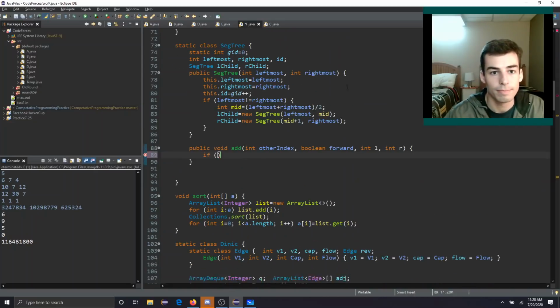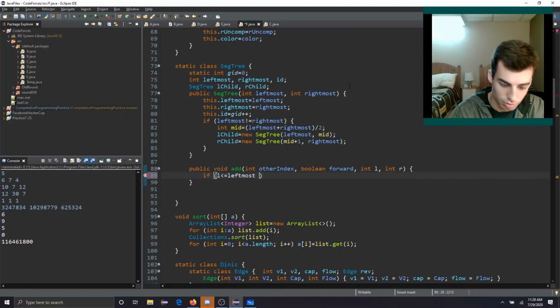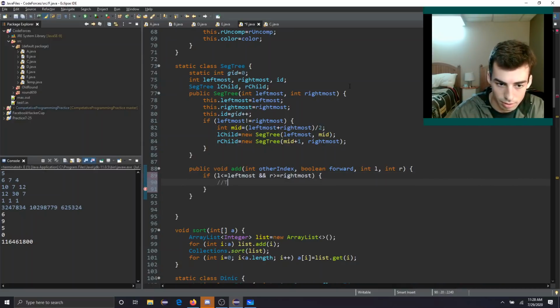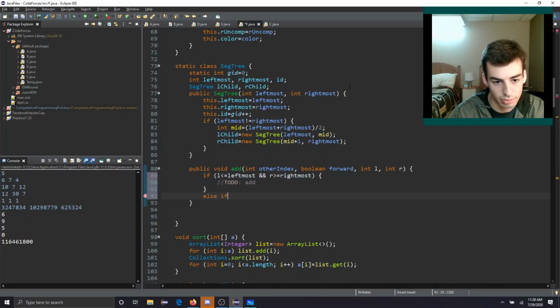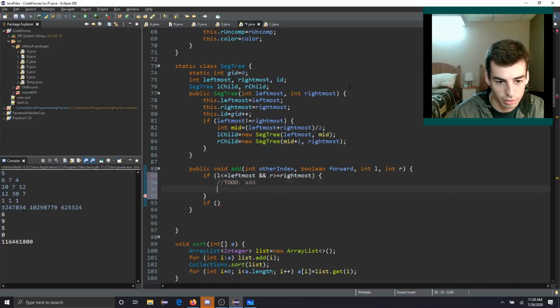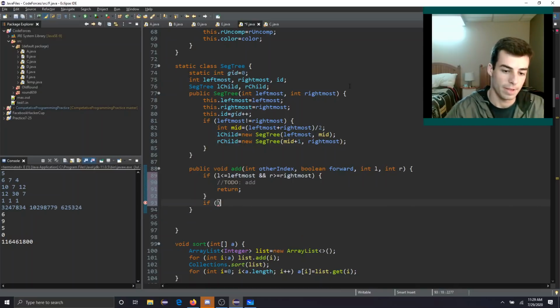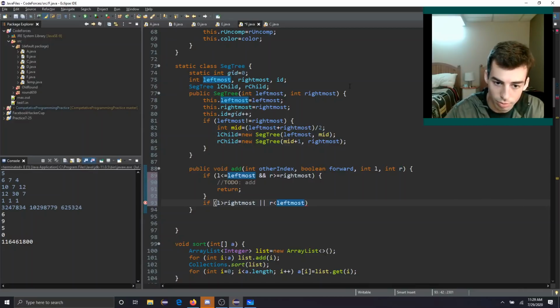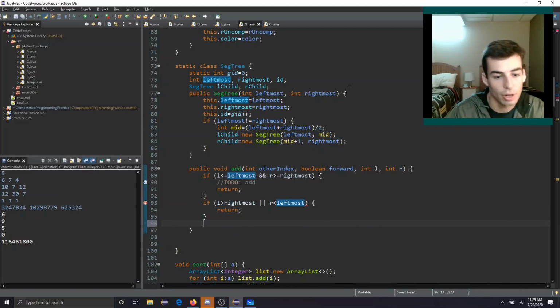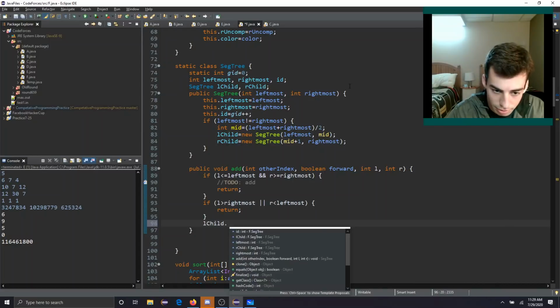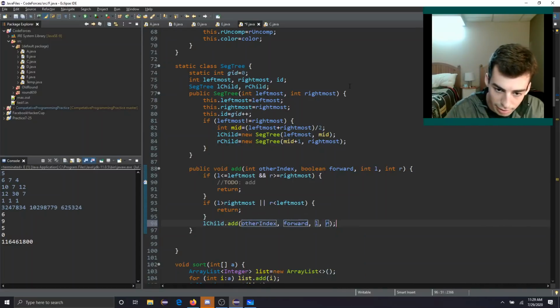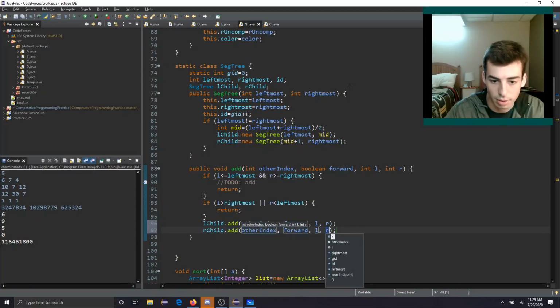If L is less than or equal to leftmost and R is greater than or equal to rightmost, then add it. Else if the left endpoint of the query is greater than the rightmost endpoint of the range, or the right endpoint of the query is less than the leftmost endpoint of the range, then just return. We don't care. Otherwise, lchild dot add, same thing, and rchild dot add the same thing.